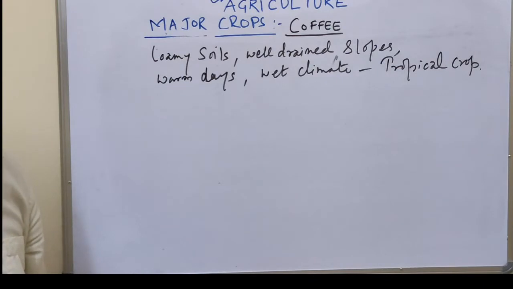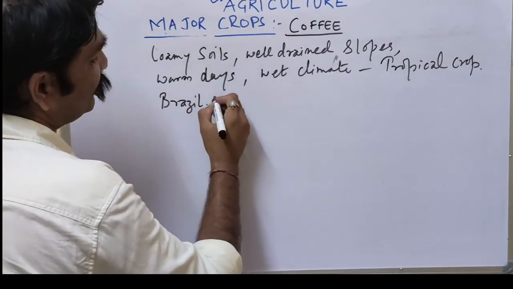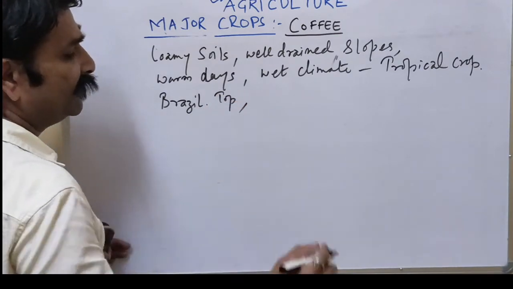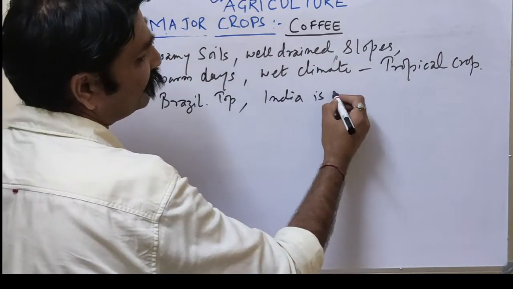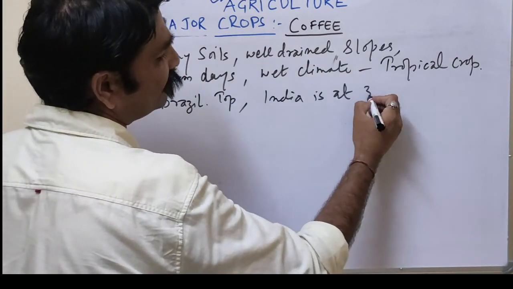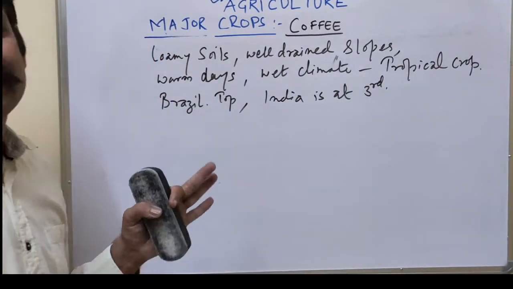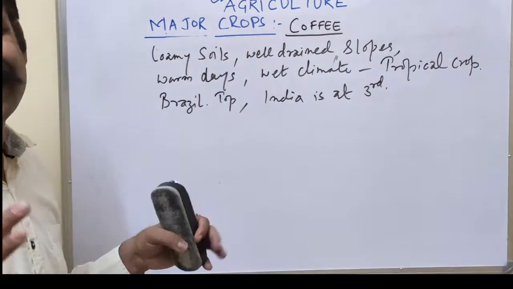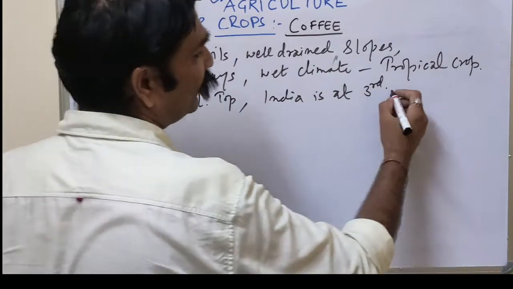Okay. Brazil is at top, and India is at third place, and second place is Colombia. Okay, so these are the three largest producers of coffee in the world.